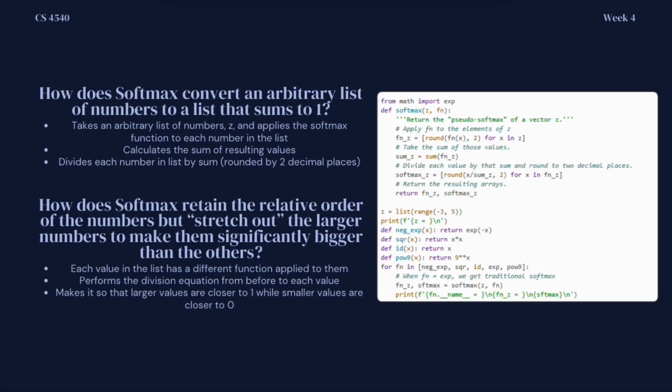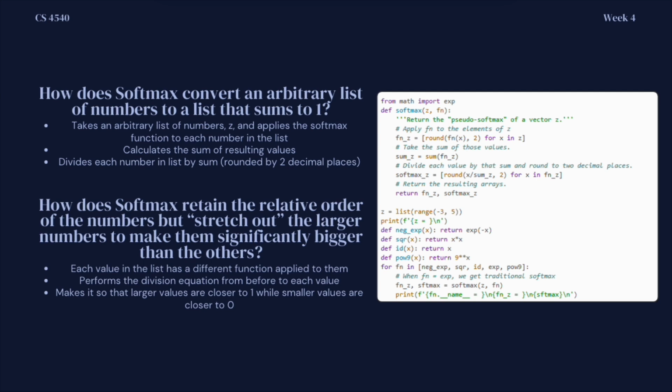The image on the right is the softmax function implemented in Python. It takes an arbitrary list of numbers, in this case, declared as z, and applies the softmax function to each number in the list. It takes the resulting values and calculates the sum, then divides each number in the list by that sum and is rounded to 2 decimal places.